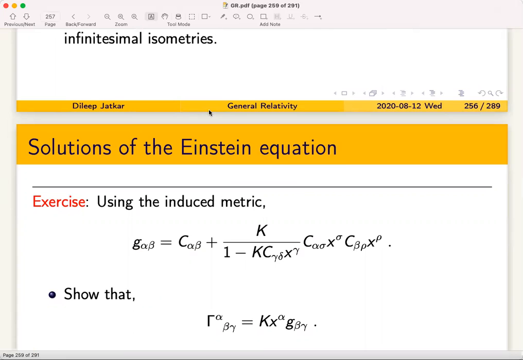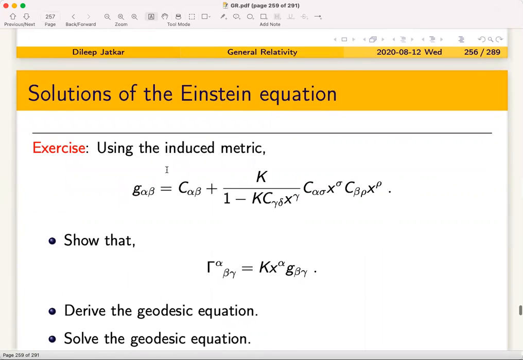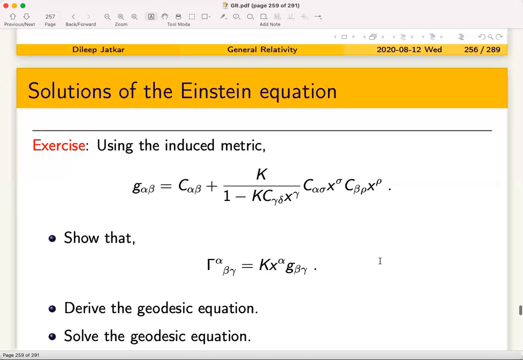Fine. So there were some exercises that I had given, and one of them was that you choose the metric g alpha beta equal to c alpha beta plus k upon 1 minus k c gamma delta x gamma x delta times c alpha sigma x sigma c beta rho x rho. Choose the metric components to be this and show that the Riemann-Christoffel connection is just k times x alpha g beta gamma. This is very useful because it tells you that gamma is proportional to g, and therefore if you take the covariant derivative of gamma, that derivative only acts on x, because g is covariantly constant. So life can become simpler by using this form of gamma.